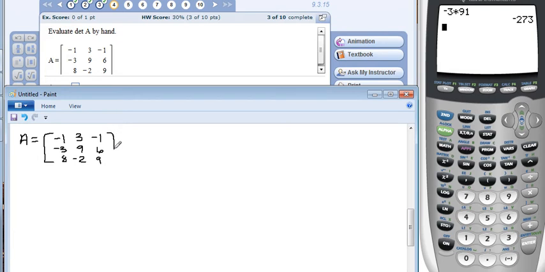Okay. So what we want is this number, -1, times the matrice that it's not in that row. So that's this matrice down here: 9, 6, -2, and 9.